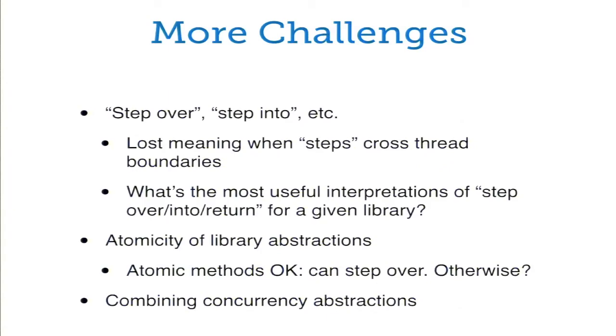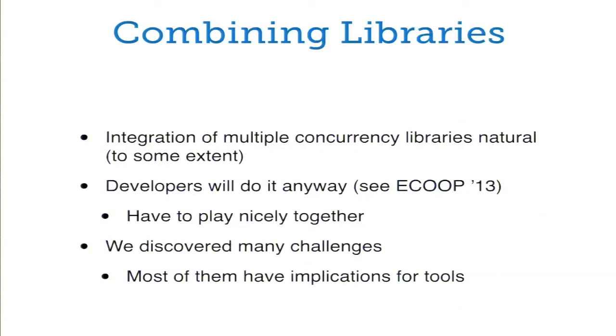So what I mean here is I want to do an atomic action, whatever that means for this library, right? And this atomic action may not be available as one atomic method call, right? And finally, that's another thing I want to talk about a little bit more: when we combine concurrency abstractions, we run into issues, and I think tools could actually help with some of these issues. Okay, so what's the problem?